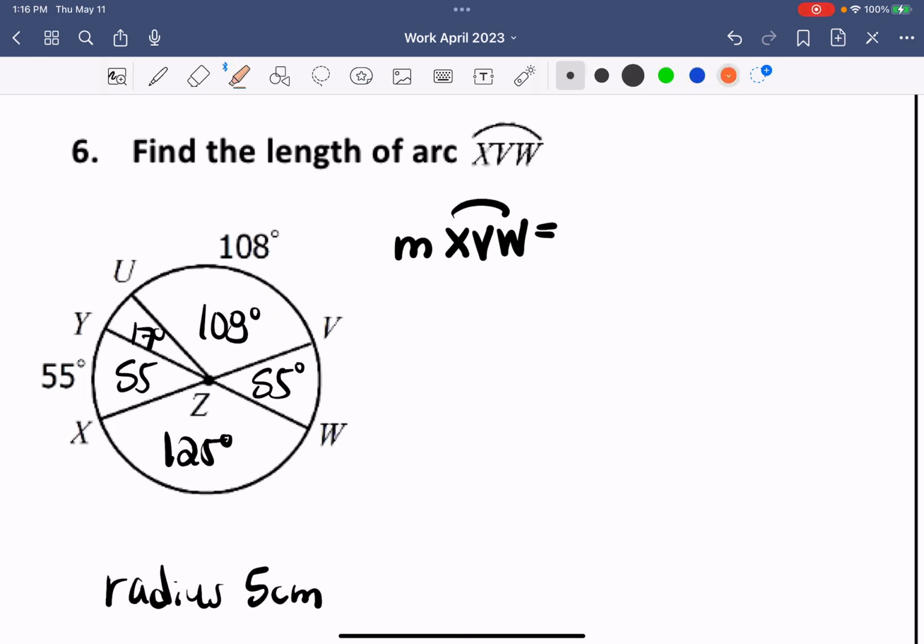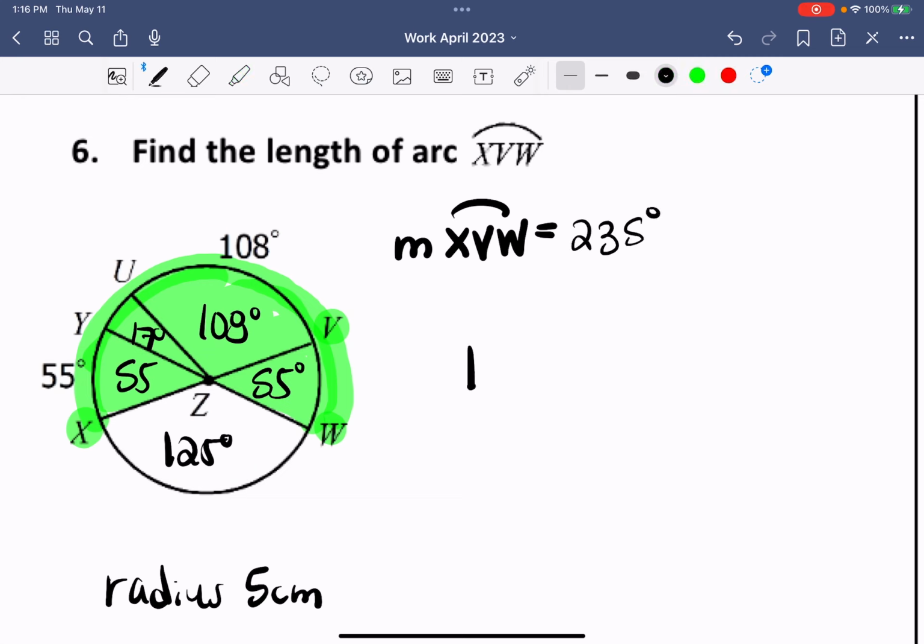X, V, W. In order to keep that order, you are not allowed to go inside the circle. You can't do that. You got to stay on the edge. So I'm going to go around X and then V and W. So that means I need to add up these 4 pieces. Okay, 55 plus 17 plus 108 plus 55. And we get 235.